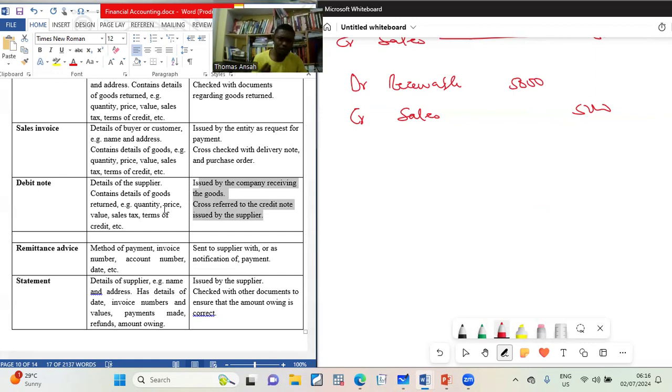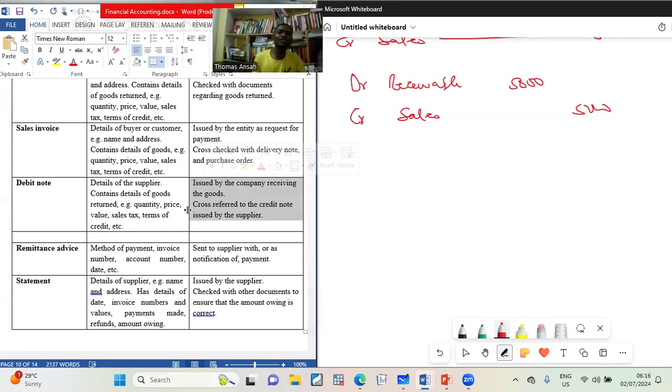But when she returns some of the goods, it means I need to now reduce my sales, because I didn't actually sell everything. The person has brought some back. So it is issued by the receiving company to the company that sold the goods. It is the reverse of the credit note.